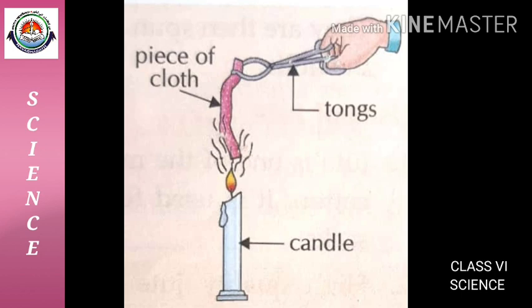First, collect some pieces of cotton, wool, silk, and synthetic clothes. Then cut some strips from these pieces. Hold each piece of cloth with a pair of tongs over a burning candle. So you can see different kinds of burning, smell, and remnants of this burning for each fiber. So this is the experiment for you, and the results will be explained after the class.